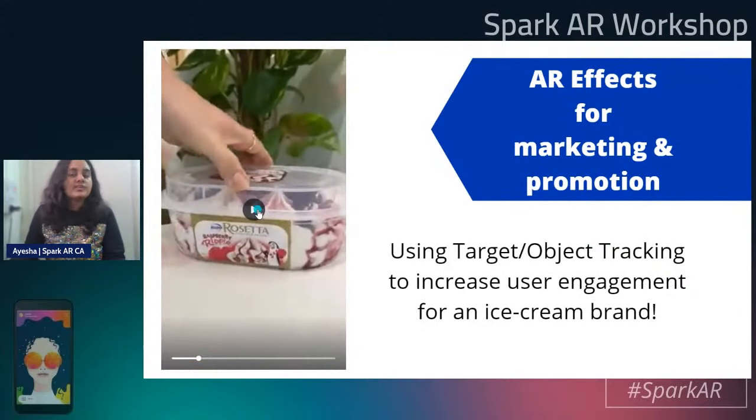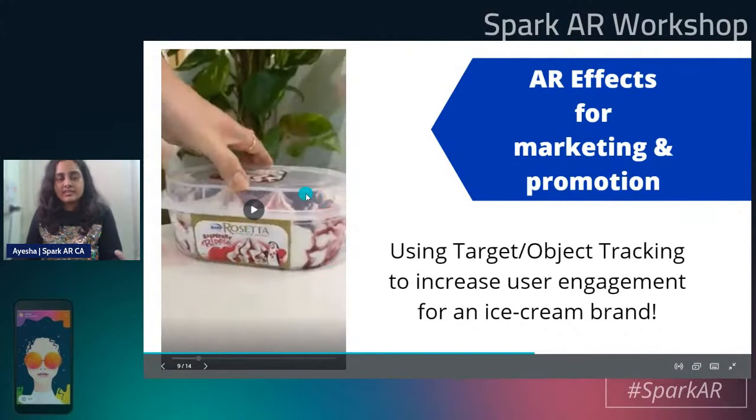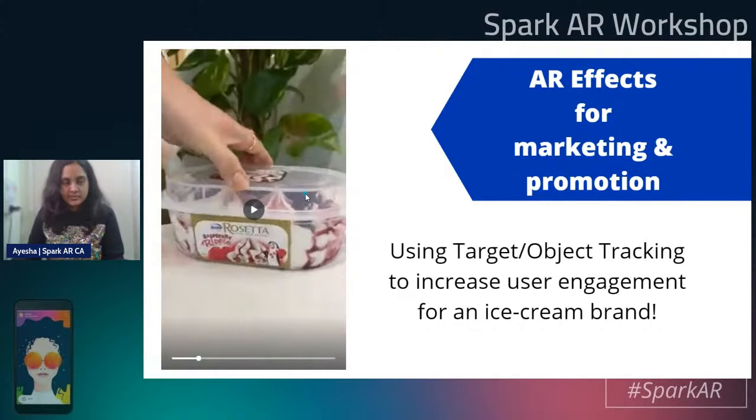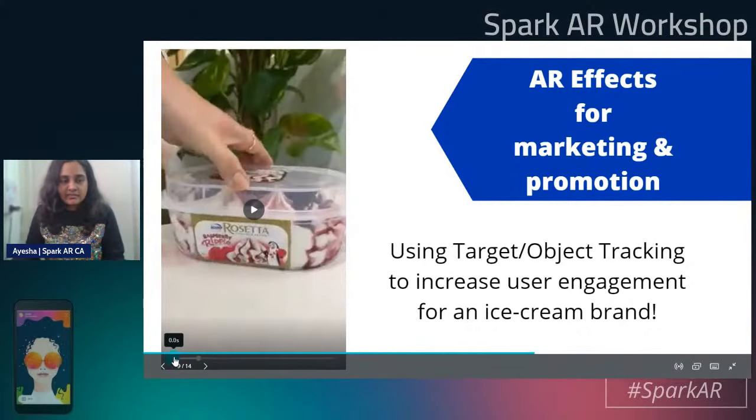Then we can also create AR effects for marketing and promotion of products. So in this AR effect that you're going to see right now, this was again created on Spark AR Studio. And this AR effect uses target or object tracking to increase user engagement for an ice cream brand. So what happens is when you scan this ice cream box on your phone, it overlays an image over it, so that you will see right now.